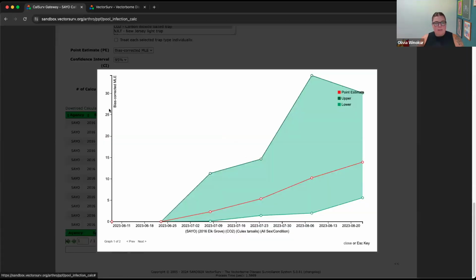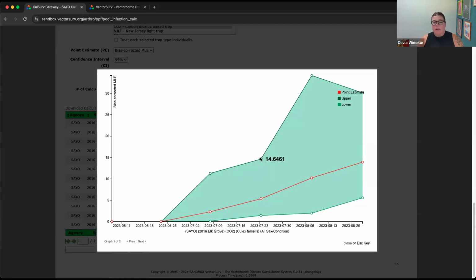We can also view this on graphs. So here is for Culex tarsalis, showing us our point estimate. So 2 mosquitoes infected per 1,000 tested, with our confidence intervals here. And so your action threshold might be, we do adult mosquito control when more than 5 mosquitoes test positive out of 1,000.